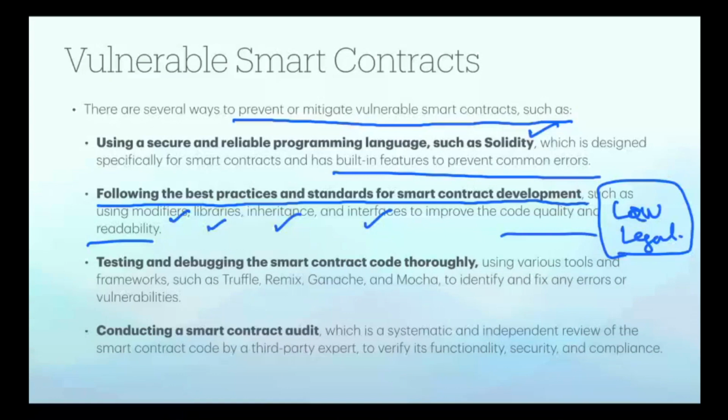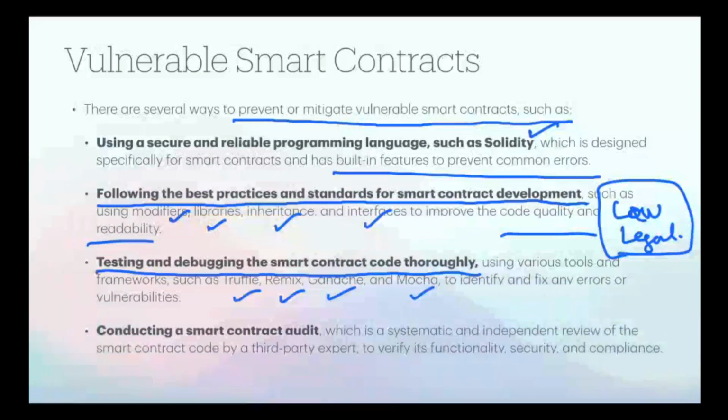Next, testing and debugging the smart contract code thoroughly. This is very important: testing and debugging using various tools and frameworks such as Truffle, Remix, Mocha, and Ganache, to identify and fix any errors or vulnerabilities. There are automated testing tools that can find out whether your smart contract is vulnerable or not. You can go through manual debugging also, and testing is mandatory.